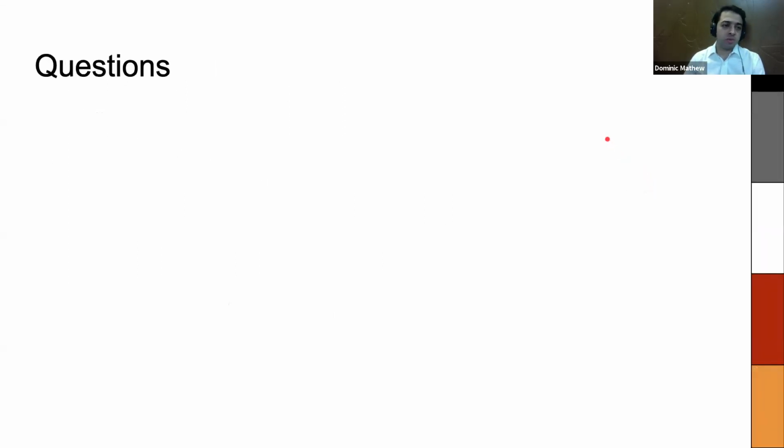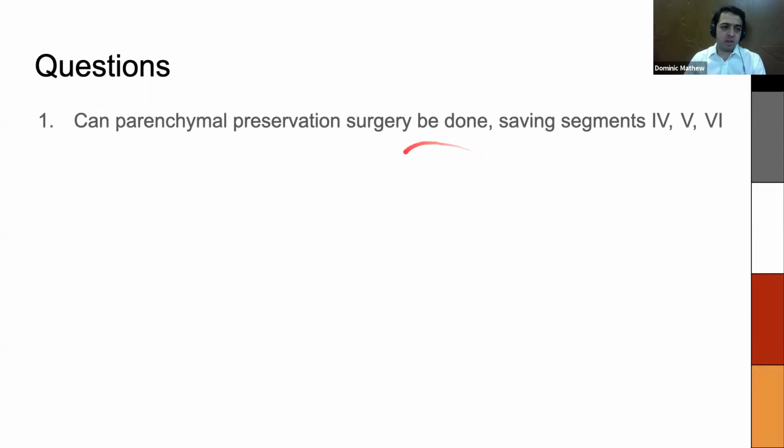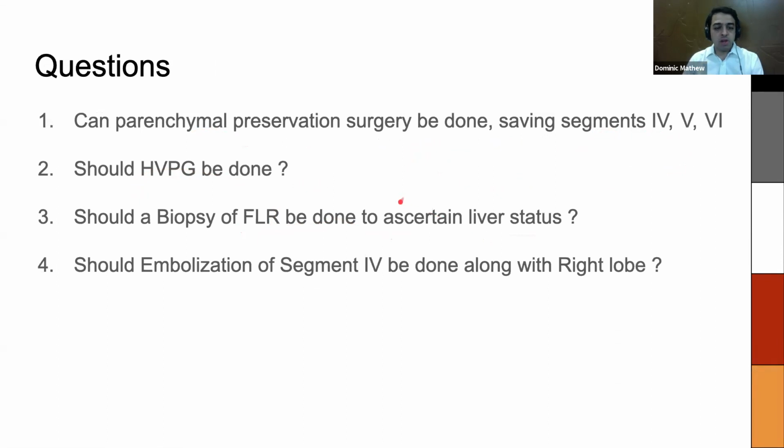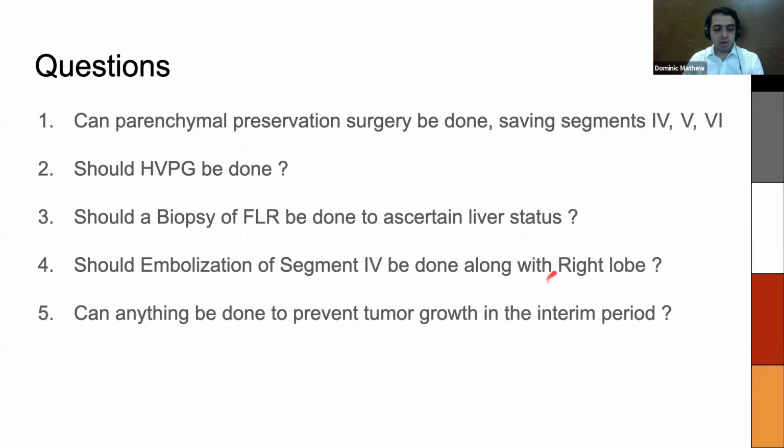So at this point, we had 5 questions facing us. 1, can parenchymal preserving surgery be done? Can we preserve segments 4, 5, and 6? Should we do a HVPG at this point? Should a biopsy of the FLR be done to ascertain the liver status? Should we embolize segment 4 along with the right lobe? And can we do anything to prevent tumor growth in the interim period?